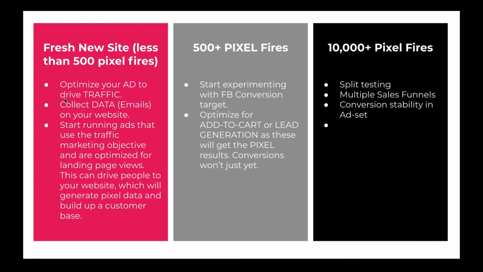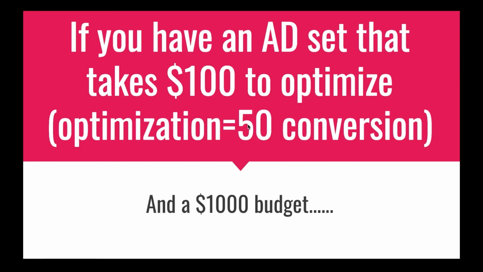If this fails, if you're not able to get those 500 pixel fires, stop. Think it over, do it again. And then we move into this, and then we move into this. So when you have 500 plus pixel fires, you can start working with conversions, and you can optimize your ad like I just showed you for lead generation, for add to cart, for view content, things like those that will get you that optimized period, 50 conversions in 1 week.